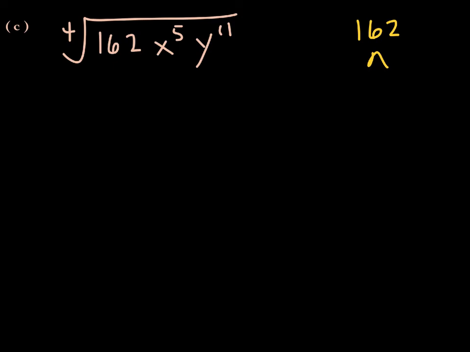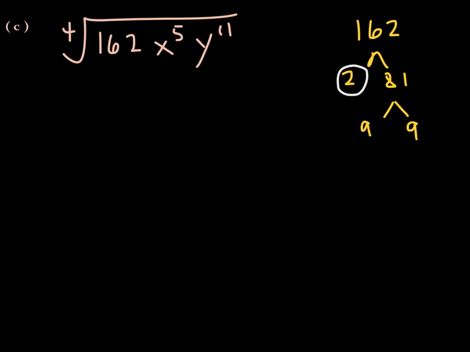162 will be divisible by, let's see, 2 for sure, right? And 2 goes into 162 81 times. 2 is that prime number there. Now you could stop here because remember your index is 4 and 81 is a perfect 4th. I'm going to pretend like I didn't see that though, and I am going to continue. 81 is 9 times 9.